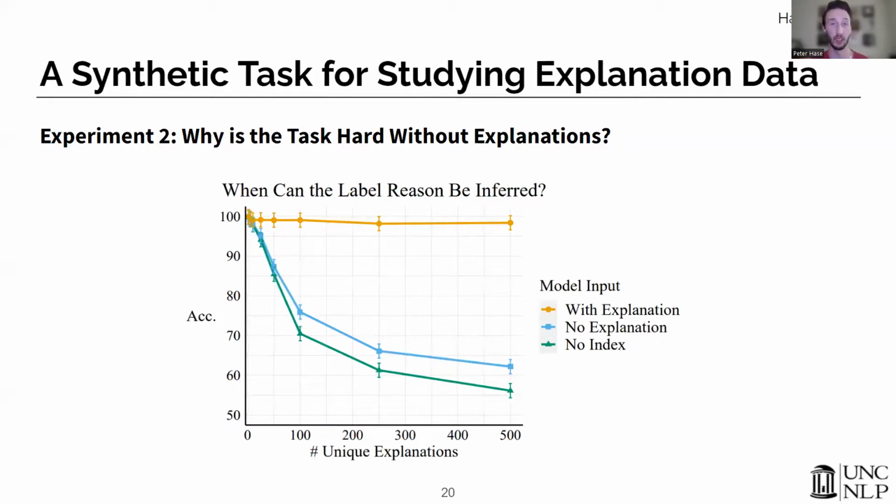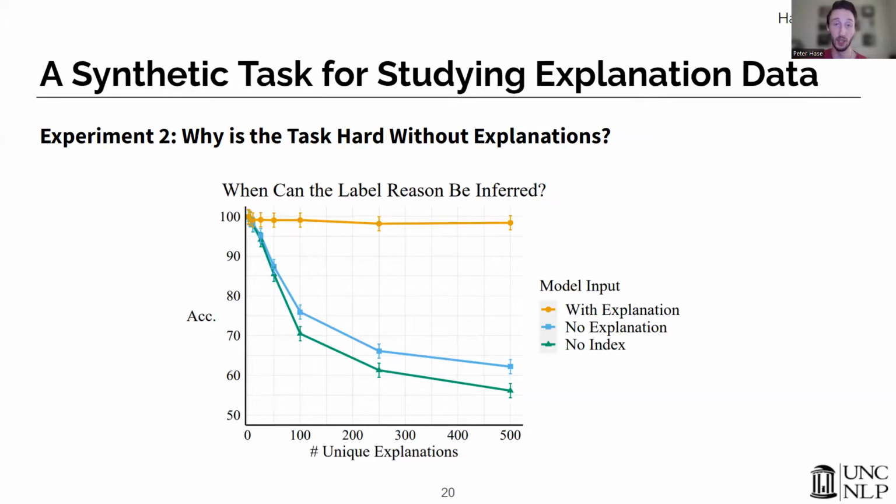Indeed, we see that when the number of label reasons in the data is low, the baseline is able to perform on par with a model which is always given the explanation alongside the input. But as the number of label reasons increases, the baseline is no longer able to infer the label reason from the input, and the only model that continues to solve the task is one that always has access to each input's explanation. It's worth emphasizing that any baseline should be able to get at least 50% performance here.